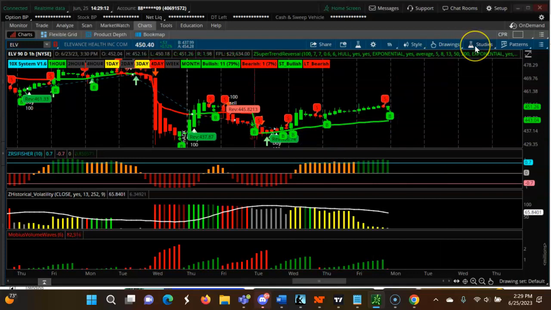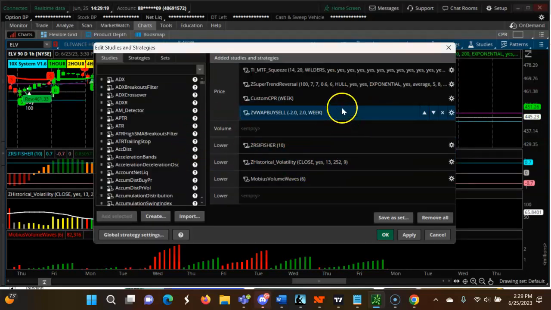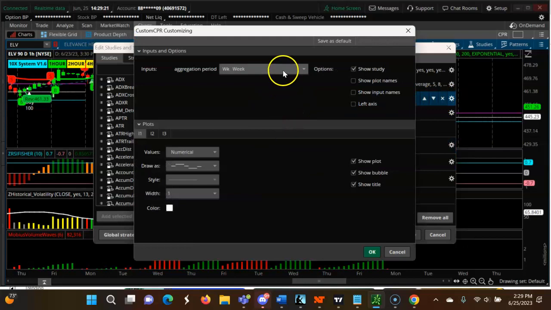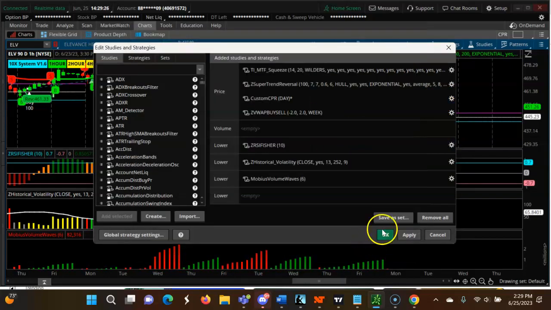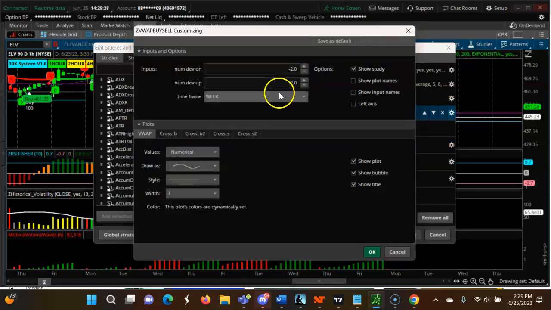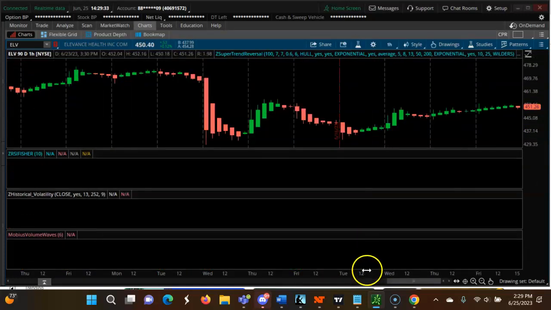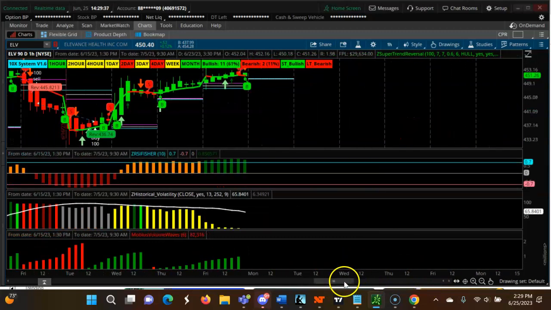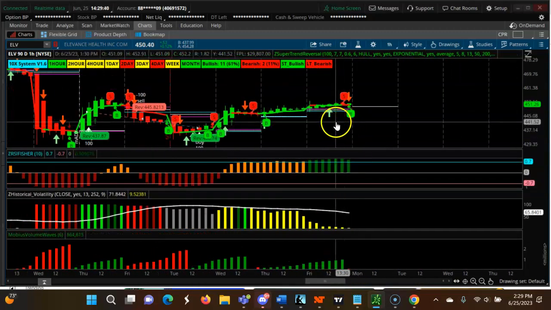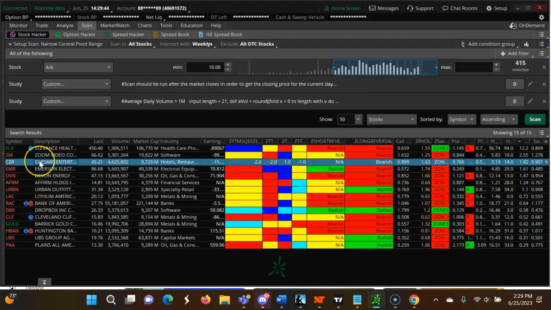Okay, now we have to flip it to daily time frame. Edit. So in CPR we have to flip it to daily. Okay, go here also daily. Okay, you can see a narrow CPR to the upside. Okay, ELV. Now scan ZM.